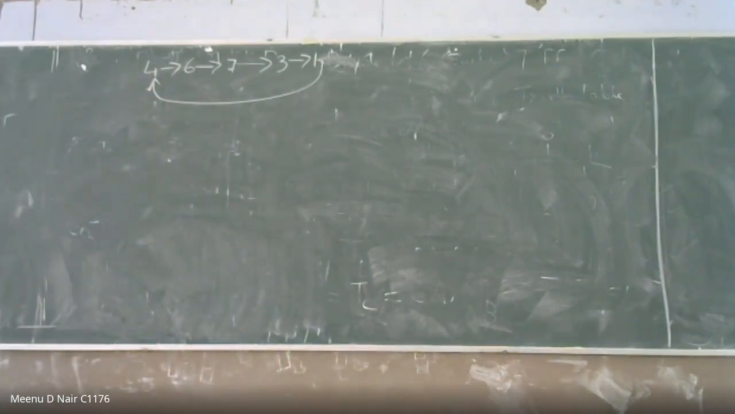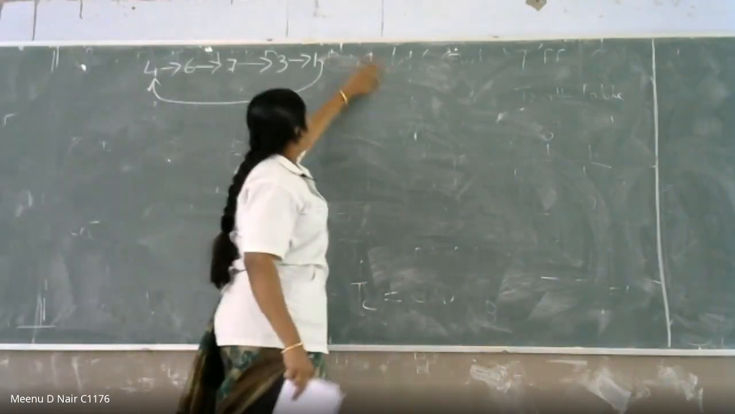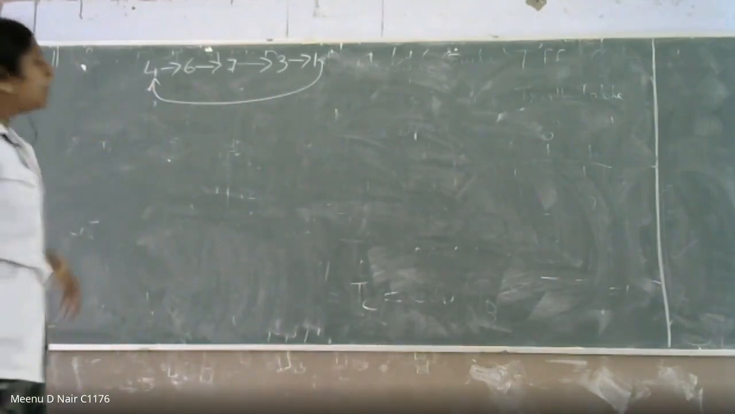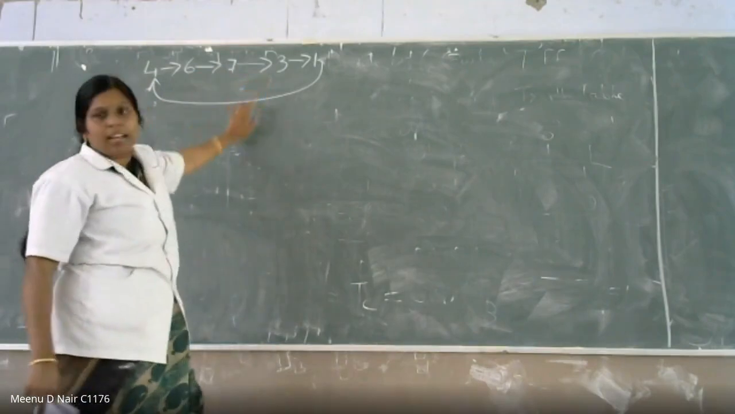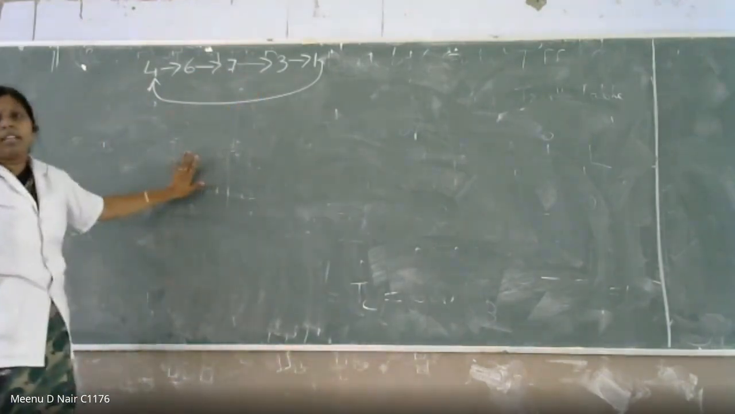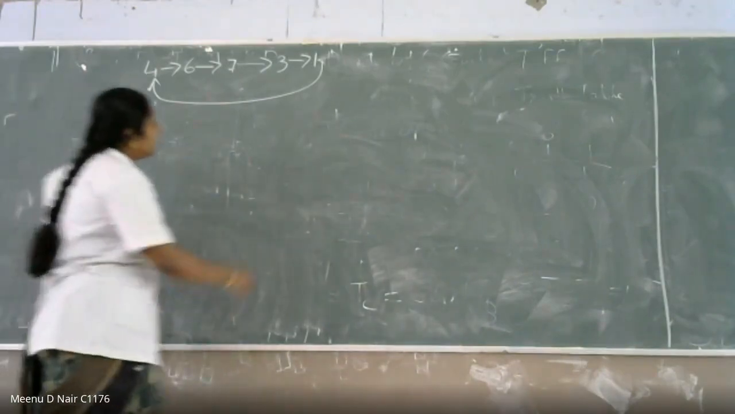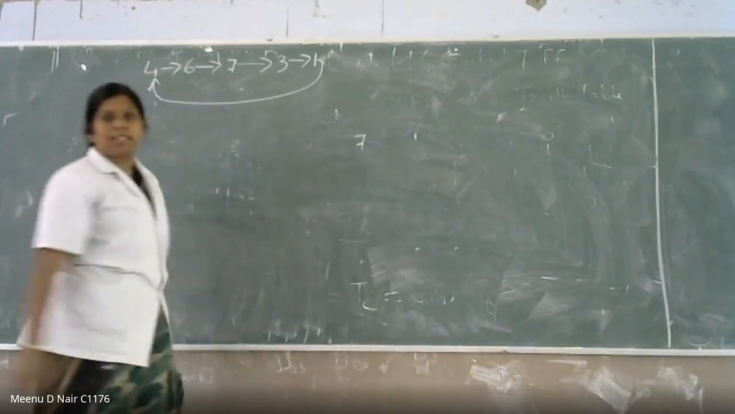You have to design a synchronous counter using JK flip-flop for this order: 4, 6, 7, 3, 1. So how many states are here? The maximum state number here is 7, right?